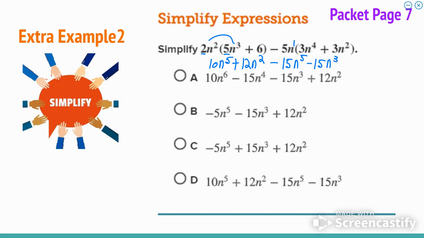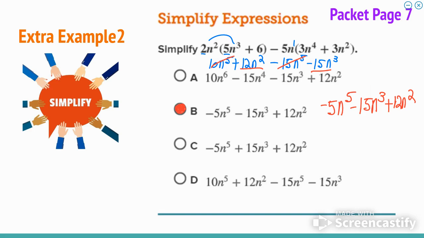Now I look, do I have any like terms? Let's see here. I've got n to the 5th here and n to the 5th here. It has to be in standard form, so that's my highest degree. So I have 10n to the fifth minus 15n to the fifth. That's negative 5n to the fifth in total. I took care of those two, but these two are not like terms. Minus 15n to the third is not a like term, and neither is plus 12n squared. So it looks like my correct answer will be B.